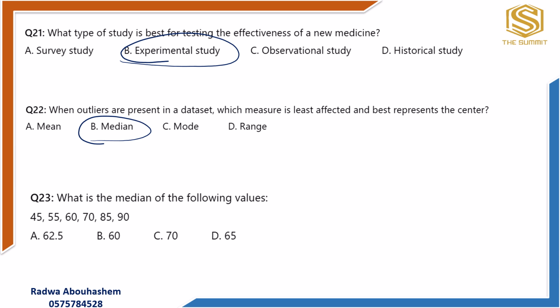Now, what is the median of the following values? Let me make sure first they are arranged in order: 45, 55, 60, 70, 85, and 90. How many values do we have? 6, so it's even. This means I have to take the average of the middle two. So 60 plus 70 over 2. This is 130 over 2, which gives me 65.